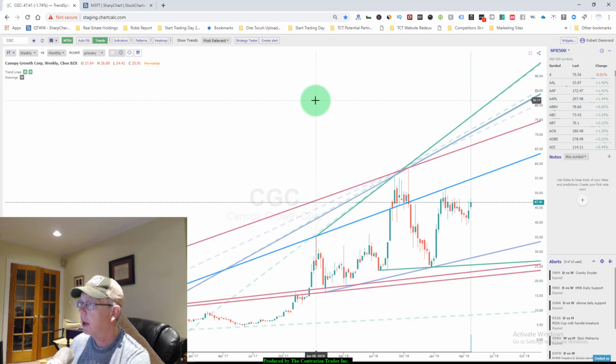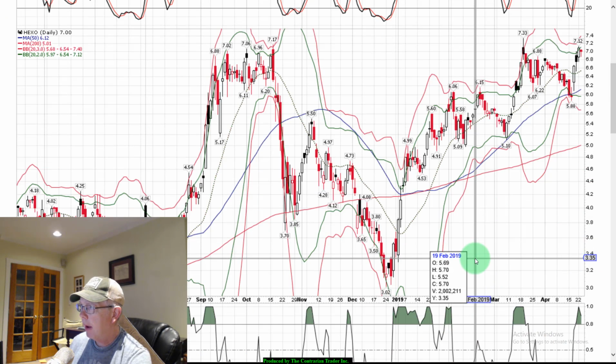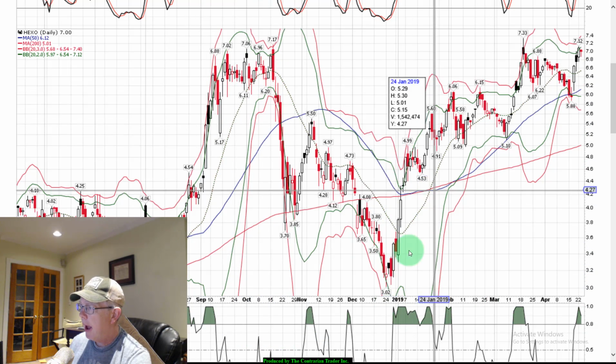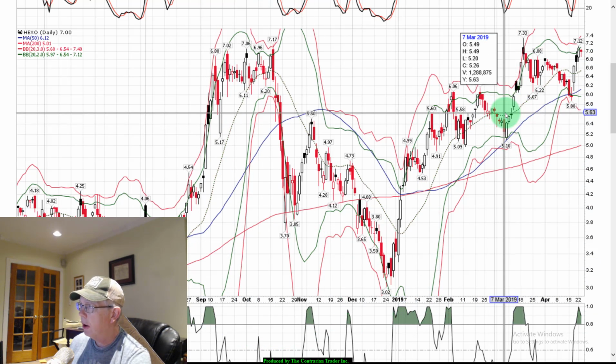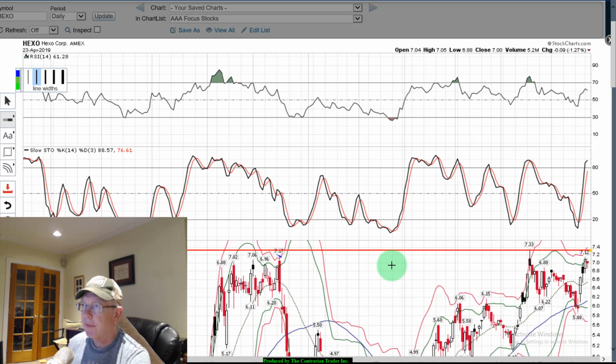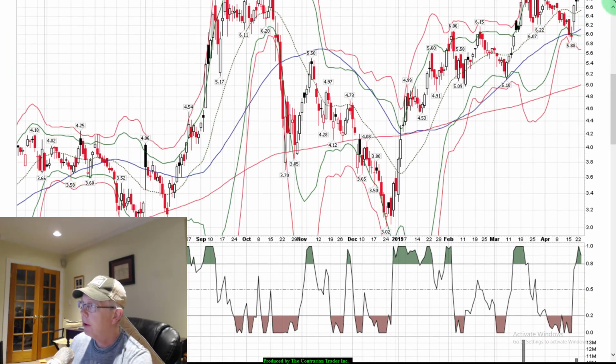So CGC is looking good. HEXO, we're seeing an inverted head and shoulders setup here: left shoulder, head, right shoulder. Let's throw a resistance level up here. So I'll be looking for a rally up and above 7.33 on HEXO. Let's take a look at it from a different view.